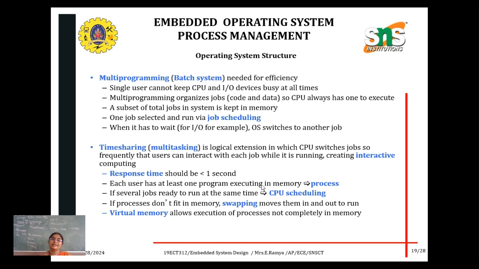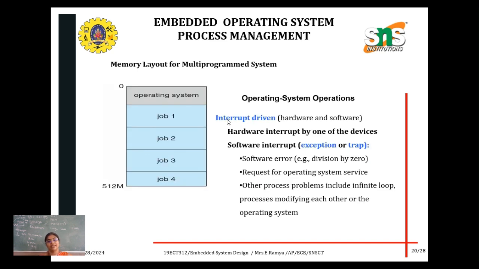Okay. So next one is multi-programming. It is called a batch system. Time sharing is called multitasking. So in multi-programming, we are going to discuss job scheduling. One job is allocated or selected and run via job scheduling. Okay, time sharing concentrates on multitasking. The response time should be less than 1 second.